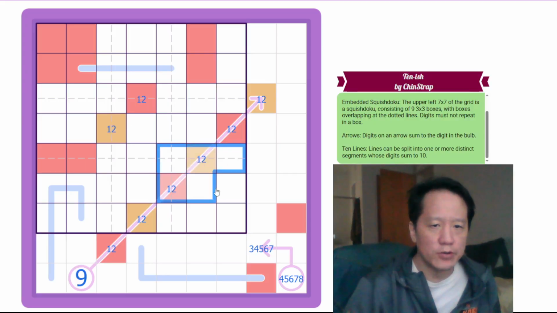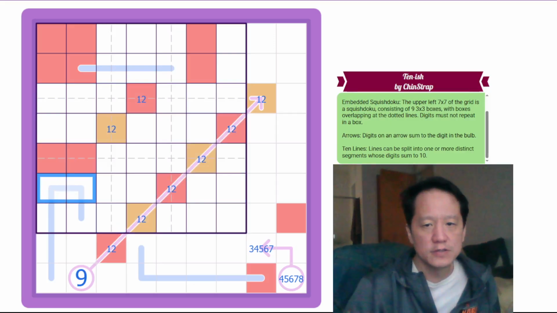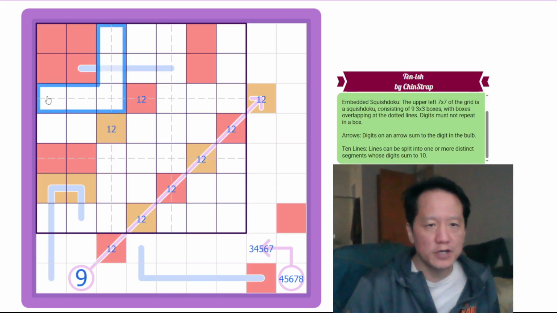Orange 1, 2. We already have one for box 9 and box 6. We have one for box 4 and box 5. We have one for box 8. So we need one for box 7. So it has to be one of those two. We need one for box 1, and it cannot be either of these, so one of these is orange 1, 2.